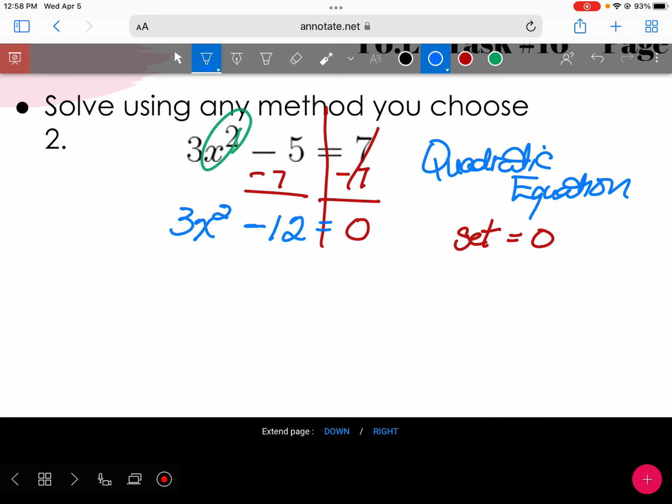We're trying to solve for x. It's quadratic. How many solutions are we going to have? Should have 2. So keep that in mind also. What do we always do first when you're trying to solve a quadratic equation? Look for a GCF. Do I have a GCF here? Something that is divisible into both 3x squared and negative 12.